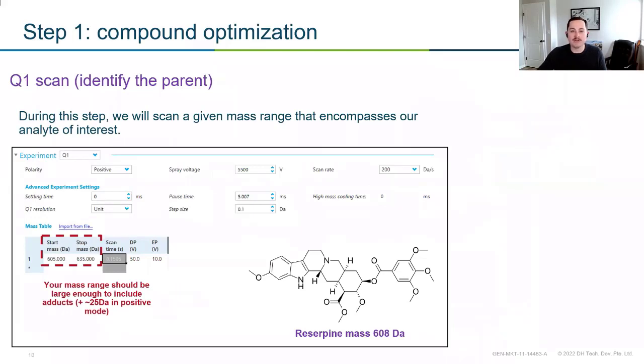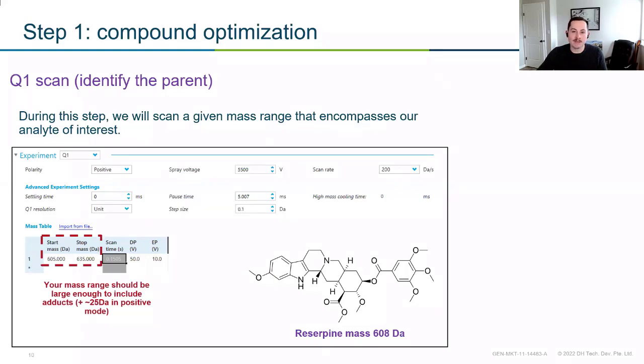But we first have to know what we're looking for. So I'm going to use the example of reserpine. Reserpine has a mass of 608. So this mass of 608, great, we're happy. What am I going to do? How do I decide, or how do I identify what to actually isolate or filter on in Q1?